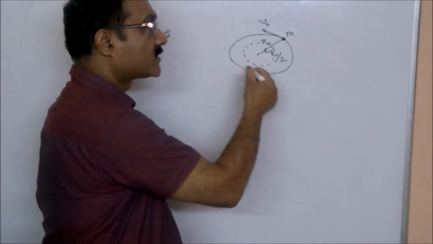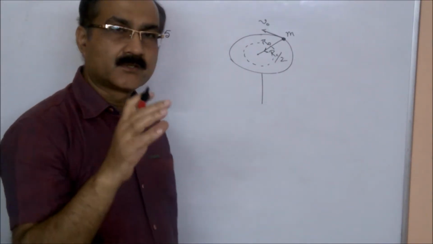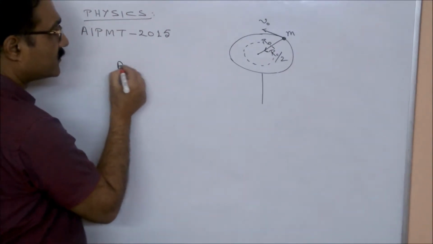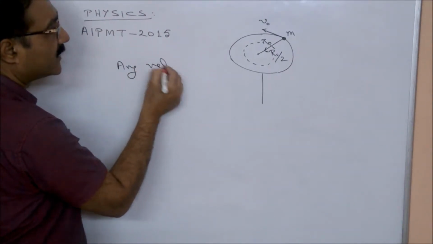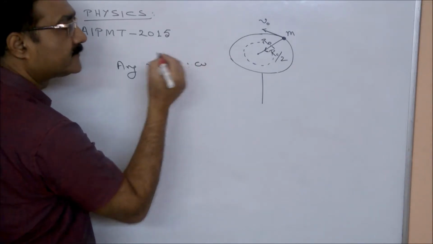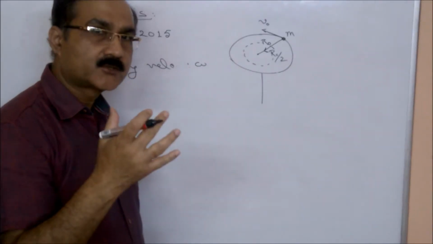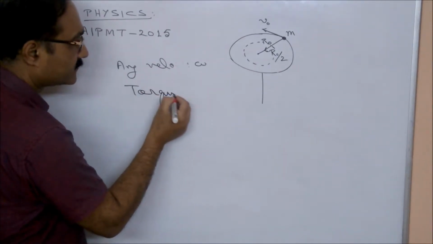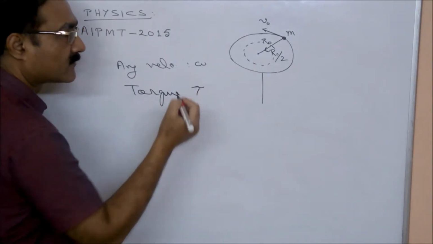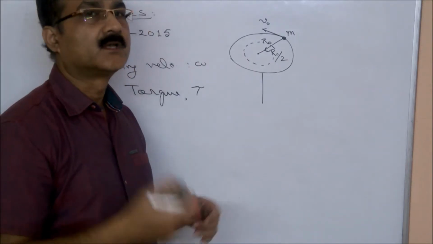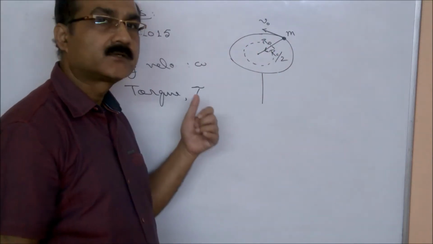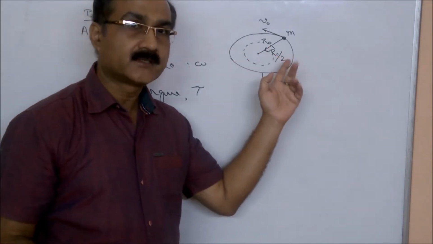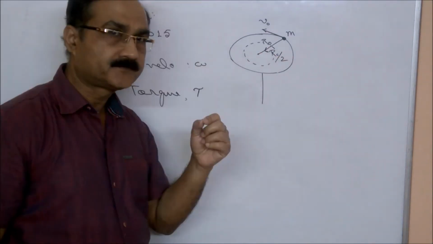The mass is rotating in a circle. So in rotational motion, what will come to our mind is, one, angular velocity omega. Next, what should come to our mind is torque, because the cause of rotational motion is torque. Now, do we have torque here? Are we applying torque here?